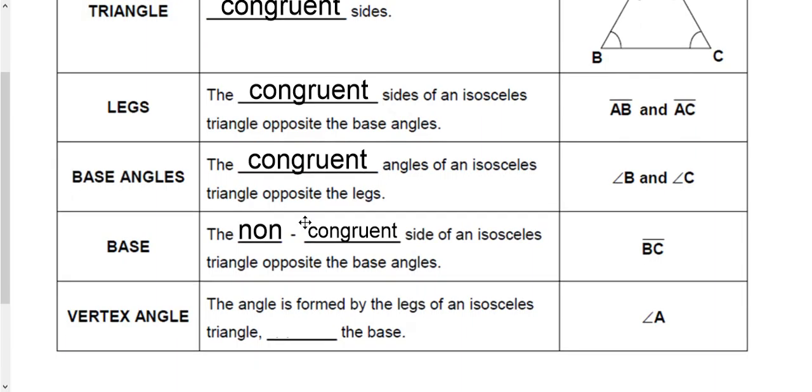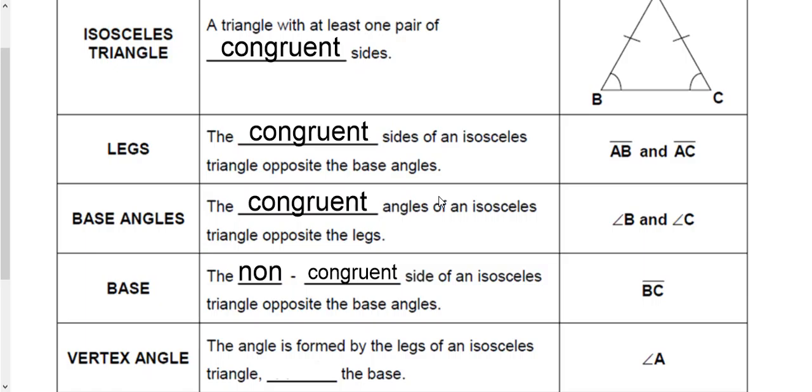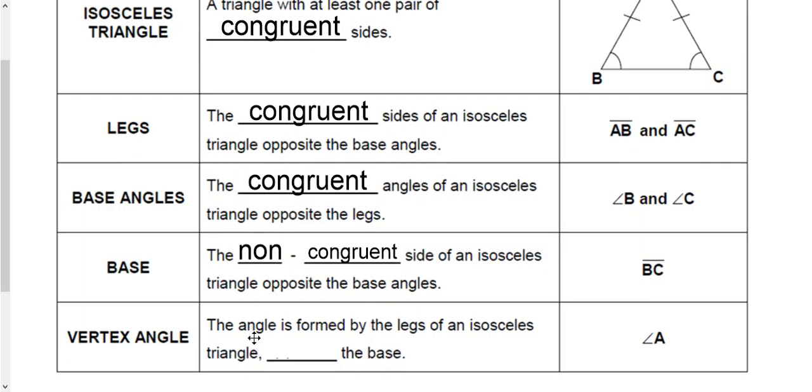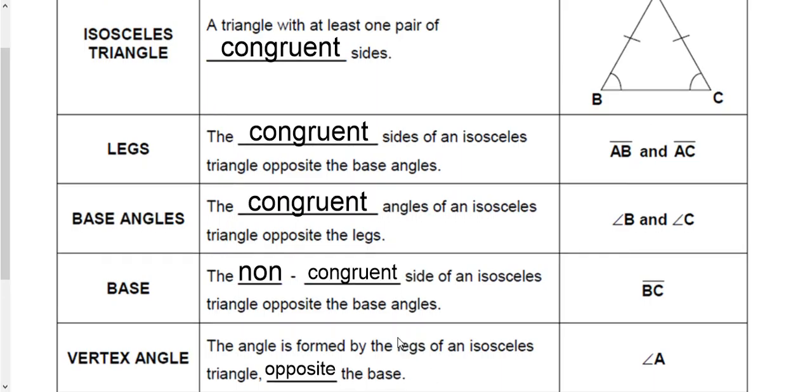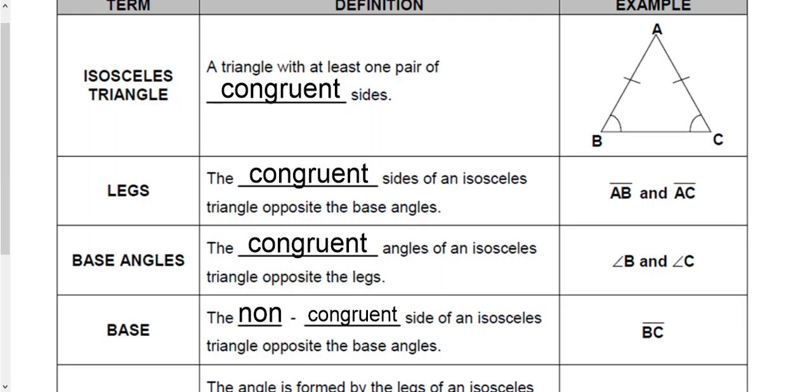And then the last term is called the vertex angle. We had the base angles that were congruent. We'll see a little more about those. Now the vertex angle is the one that's not equal, and the angle is formed by the legs of the isosceles triangle. Now this says opposite the base. That's correct. Let's take a look.